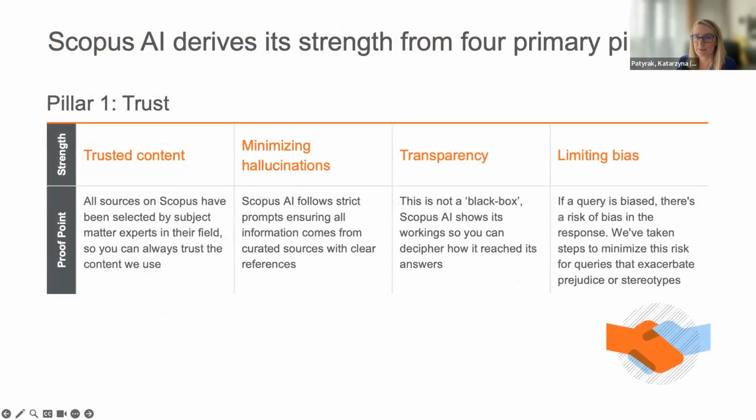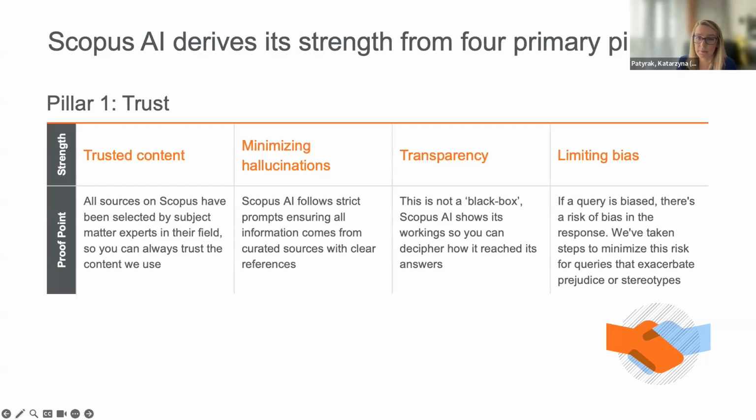So first, trust. Scopus AI strengths can be broken down into 4 main pillars, and the first pillar is trust. Trusted content refers to the fact that all sources on Scopus have been selected by subject matter experts from the Content Selection Advisory Board, so you can always trust the content we use. Scopus AI also minimizes hallucination by using strict prompts and ensuring all information comes from curated sources with clear references.